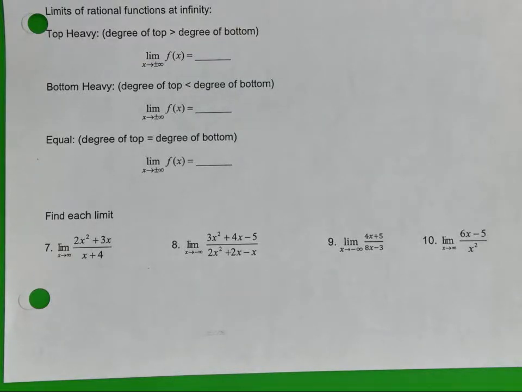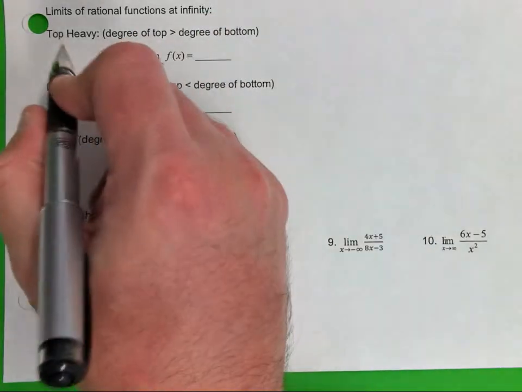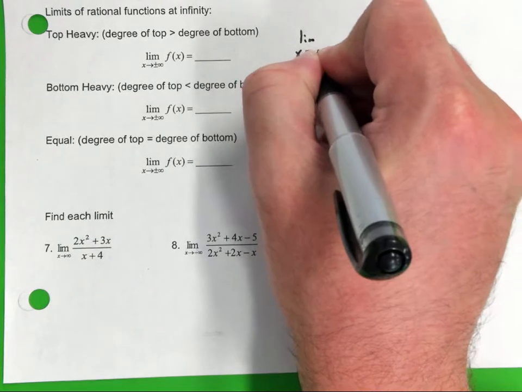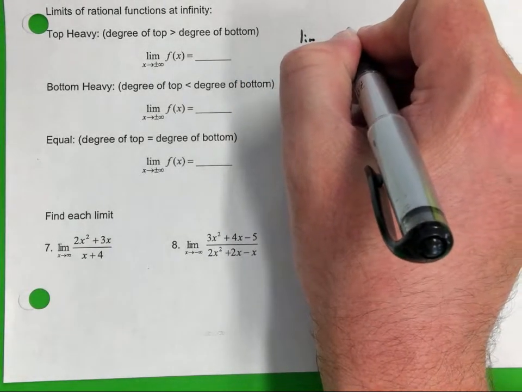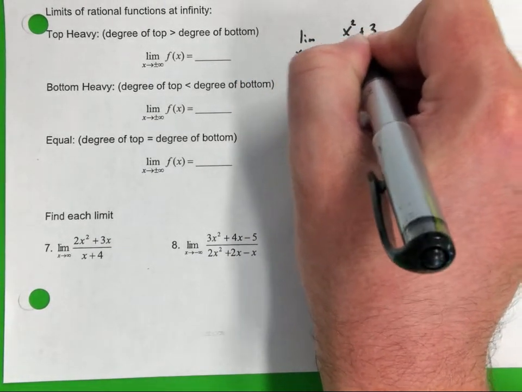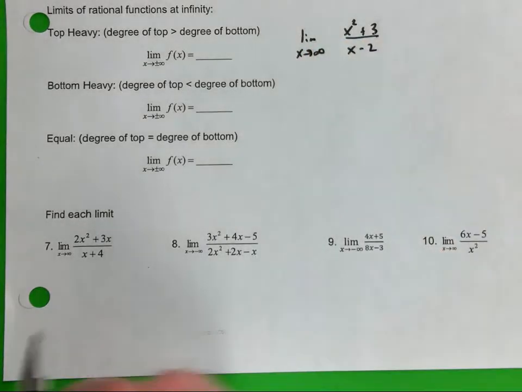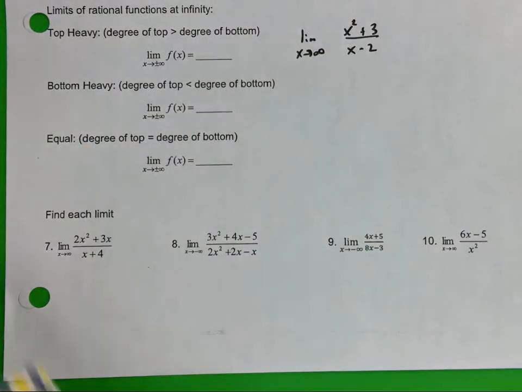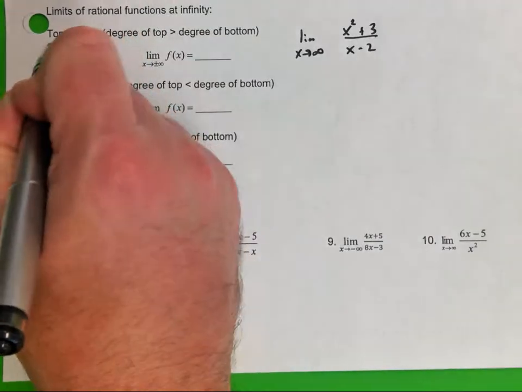Okay. Let me give you an example here. Top heavy. What do I mean by top heavy? Let's say I had this right here. What's my degree in the numerator in this particular problem right here? 2. What's my degree in the denominator? Do you see the higher degree is in the numerator? That's what it means by top heavy.